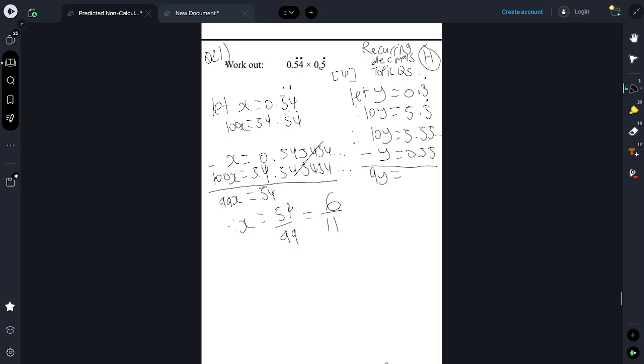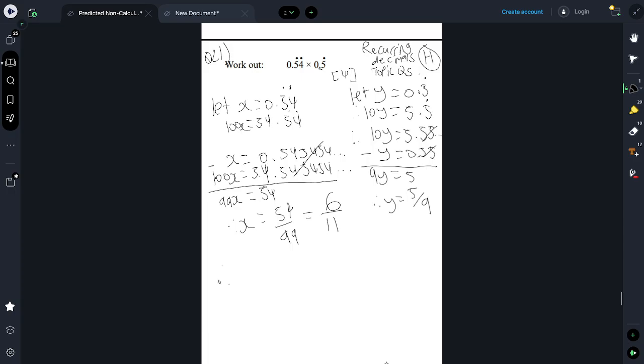And the idea is, again, the decimal part cancels. That's the main idea with these recurring decimals: when you do this, you should make it so the decimal parts cancel. So you're left with 5 minus 0, which is 5. Therefore y is 5 over 9, which does not simplify.